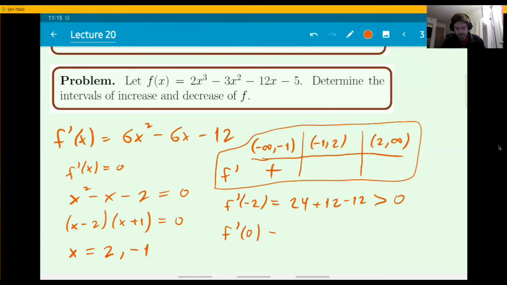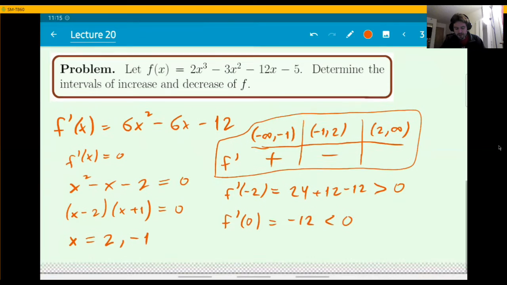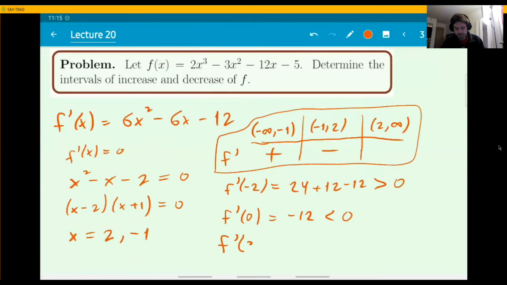So you do this for the other ones as well. Like 0 is a point in the second interval. F prime of 0 is -12, negative. And then 3 is a point in the last interval. F prime of 3 will be 6 times 9 minus 6 times 3 minus 12, whatever this number is, definitely positive.